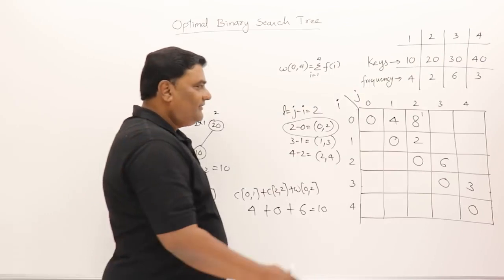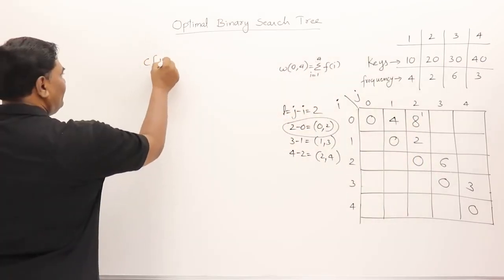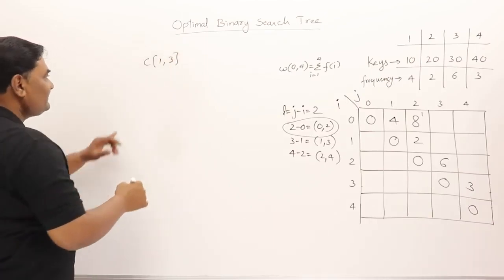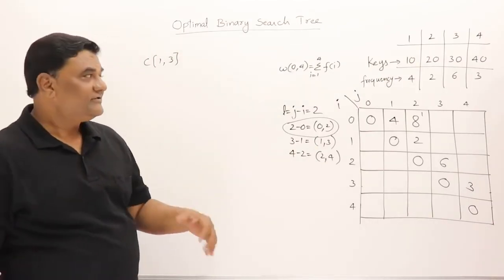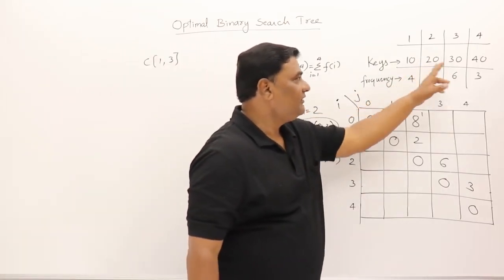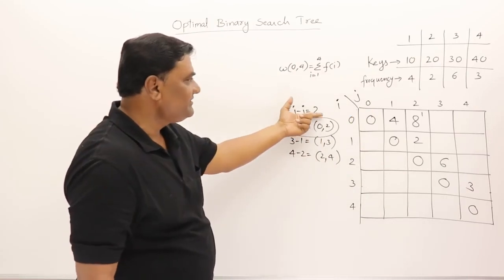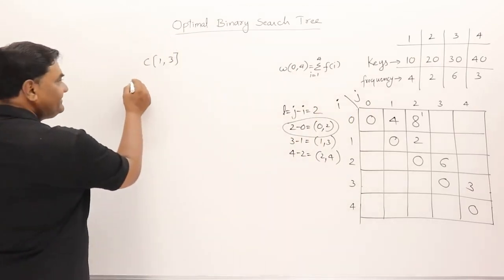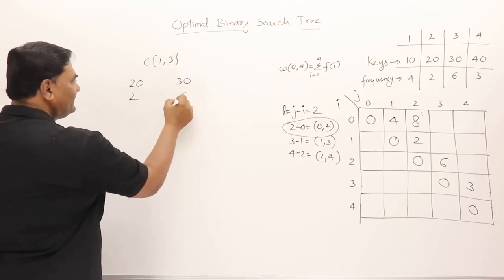Right? Now I have to find out 1 comma 3, C of 1 comma 3. Just ignore 1, so start from 2. So 2 to 3. So I will be taking keys 2 and 3. Already 1 and 2 are all finished. So 2 and 3, because every time we will be taking just 2 keys. So keys are 20 and 30 and their frequencies are 2 and 6.